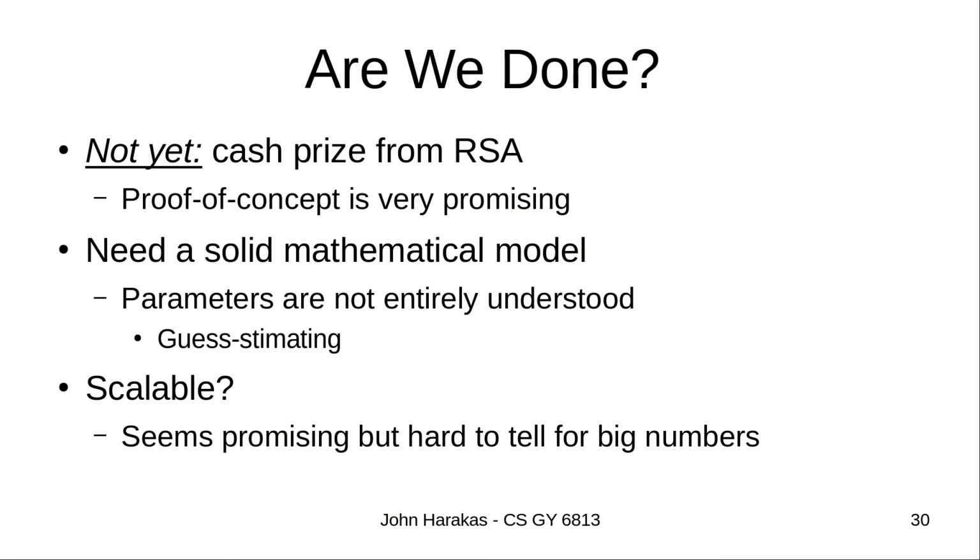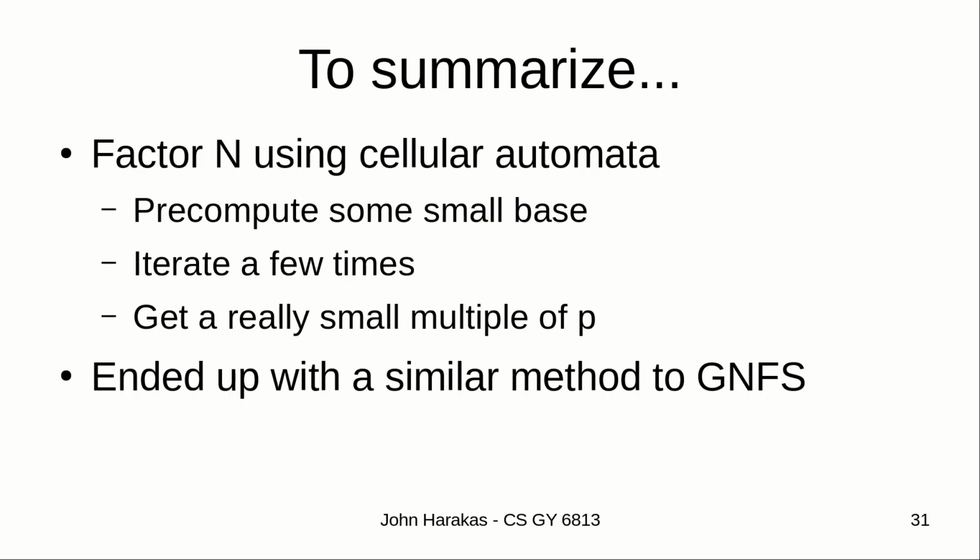So, are we done yet? Well, this was a great proof of concept, but nowhere near being close to done. For the most part, I've been using my own heuristics to choose the parameters, and we need a solid mathematical model to better understand how these parameters change the outcome. The big question is, does this scale with large numbers? And to that I say, I think so, but it's difficult to say with certainty when you're talking about numbers that are well over 100 digits long.